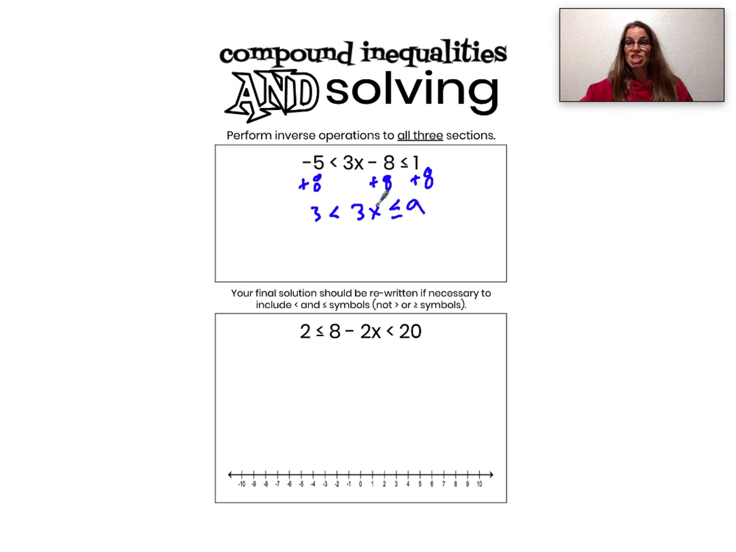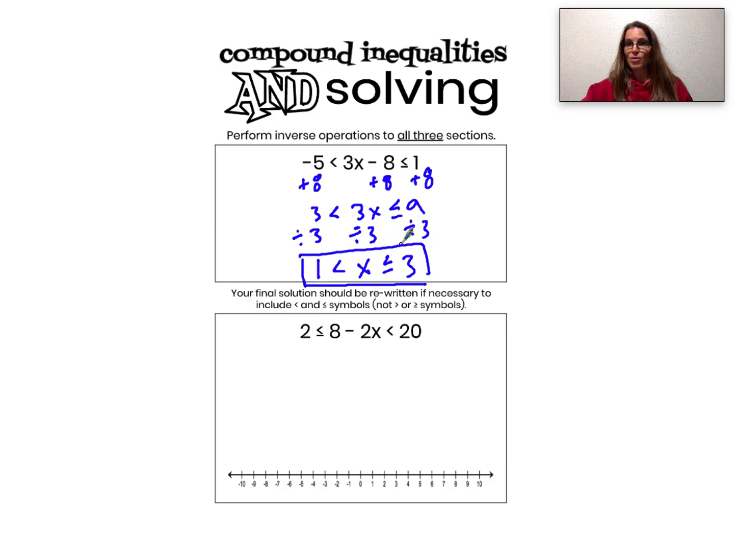Now to end up with just x in the middle, I need to divide by 3. Since I'm dividing the middle by 3, I need to divide each of the other sections by 3. 3 divided by 3 is 1, is less than 3x divided by 3. That just leaves me with x, is less than or equal to 9 divided by 3, which is 3. I'm done. This is my solution. 1 is less than x is less than or equal to 3.